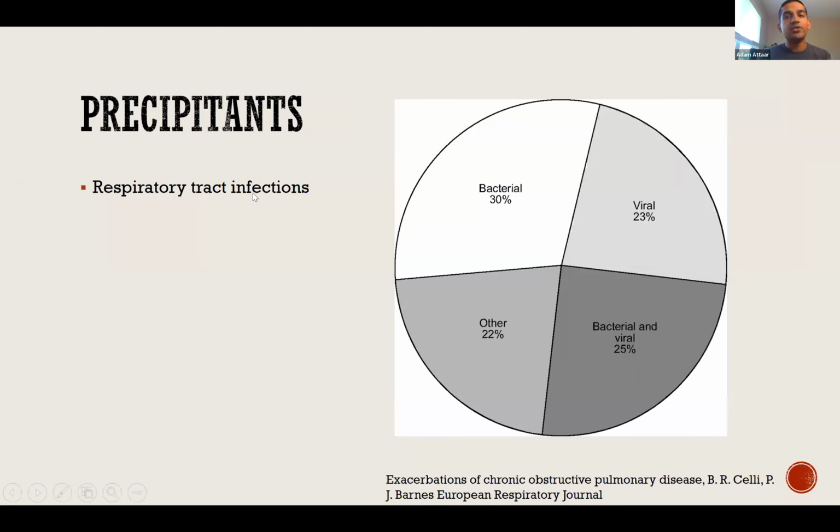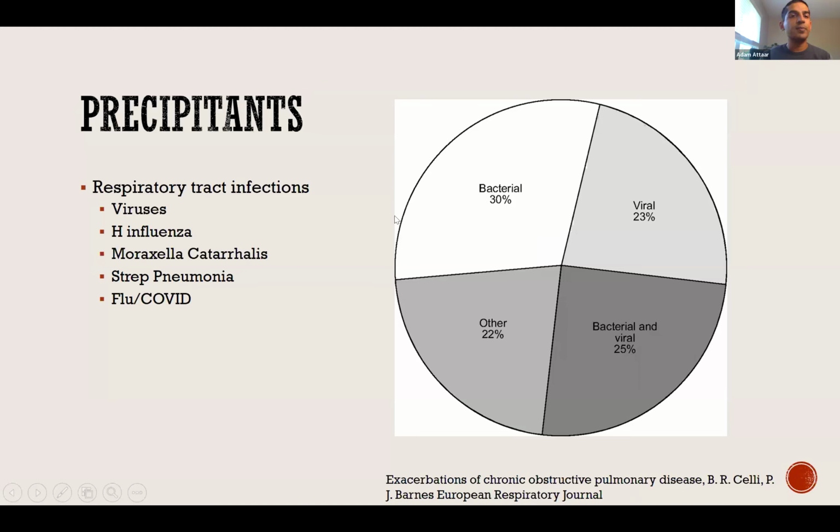So what are some triggers for COPD exacerbations? By far, respiratory tract infections make up the majority of triggers. These include both bacterial and viral causes. Looking at the pie chart on the right, you see the breakdown of this, and 70 to 80% of exacerbations can have a bacterial or viral trigger. Some of these common bacteria include H. flu, Moraxella, strep pneumonia. Common viruses include flu, COVID, rhinovirus.